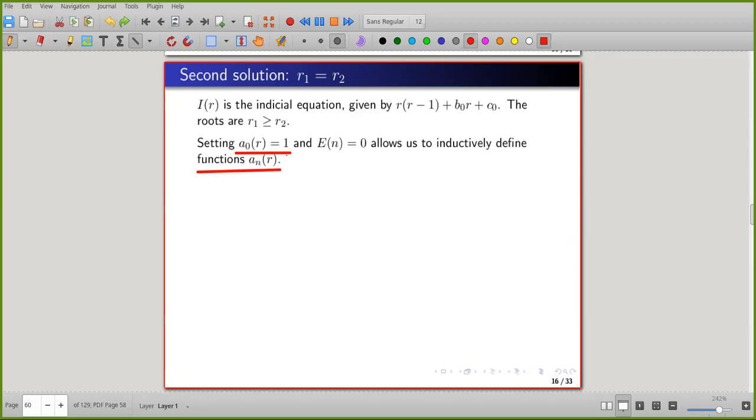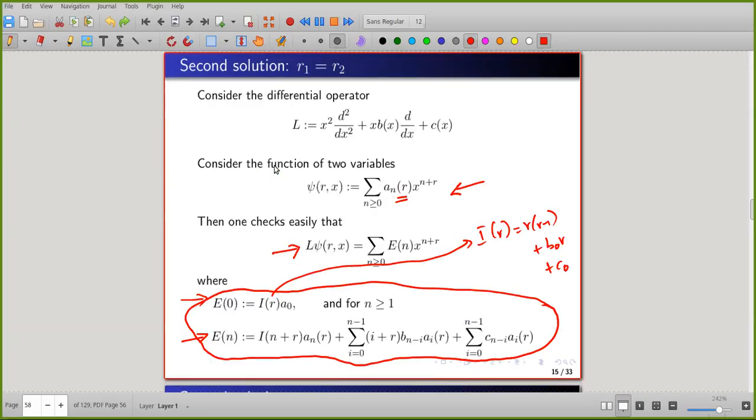But there's no reason that this function has to be nice, so this could be a bad function. That is going to come later on, so let me not write it. I just want to emphasize that these are now functions. Let's go back to this equation. a_n(r) as a function is defined inductively in terms of a_0(r) up to a_{n-1}(r). This expression is a function, and a_n(r) is this function divided by the function I of n plus r.